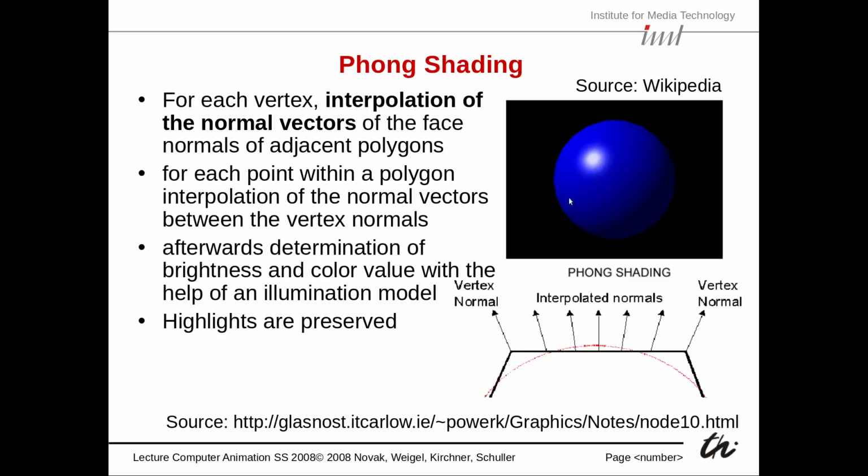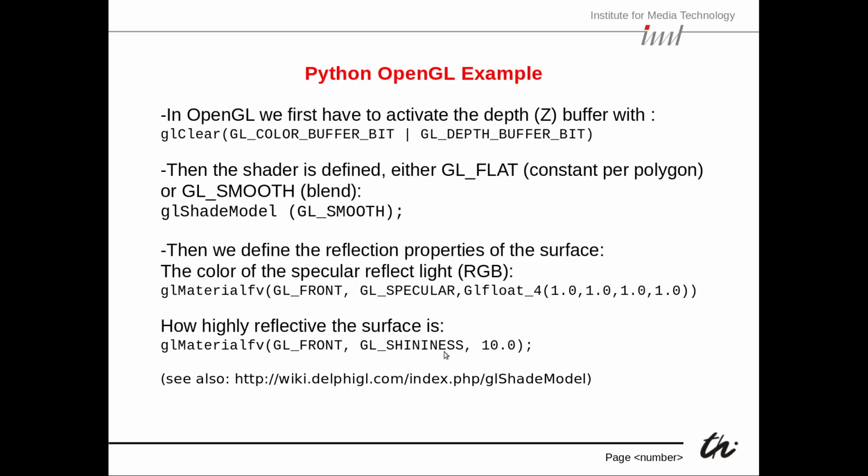The surface really looks round. Just when we look closely here at the object boundaries, we see that it's still consisting of just a few polygons. Right. So that leads us to the first Python example.